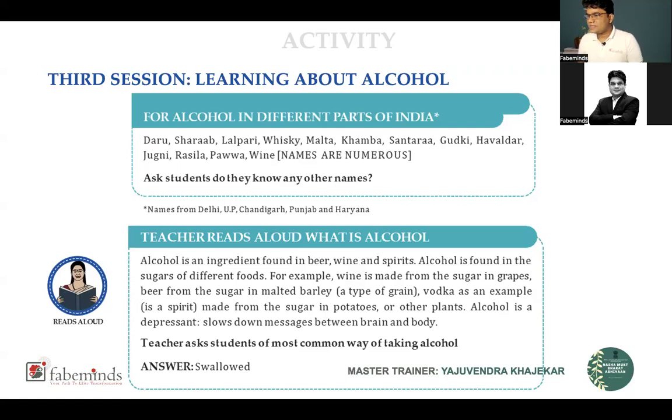So the teacher reads aloud what alcohol is. Alcohol is an ingredient found in beer, wine, and spirits. Alcohol is found in the sugars of different foods. For example, wine is made from the sugar in grapes, beer from the sugar in malted barley, a type of grain. Vodka, as an example, is a spirit made from the sugar in potatoes or other plants. Alcohol is a depressant, that is, it slows down messages between the brain and the body.